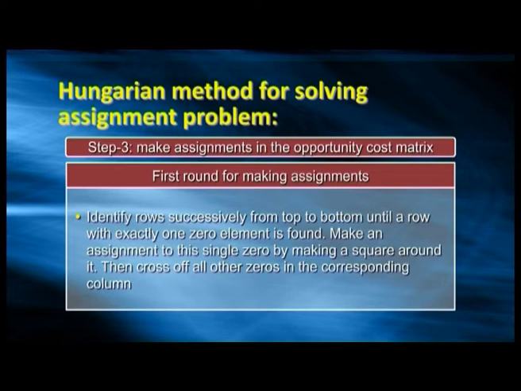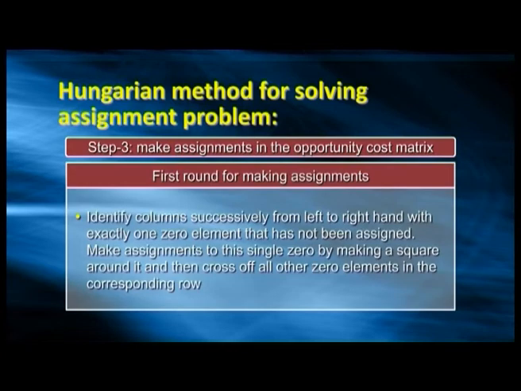First round for making assignments. Identify rows successively from top to bottom until a row with exactly one 0 element is found. Make an assignment to this single 0 by making a square around it. Then cross off all other zeros in the corresponding column. Identify columns successively from left to right with exactly one 0 element that has not been assigned. Make an assignment to this single 0 by making a square around it and then cross off all other 0 elements in the corresponding row.